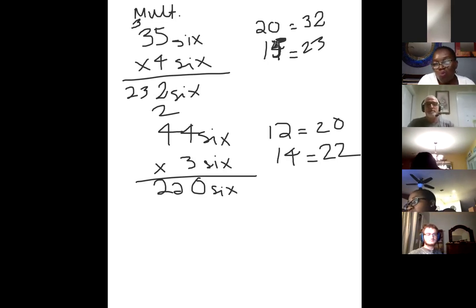Math is needed in everything, though. I mean, even just basic. It's just that the ones we're doing now, but yeah. Coming from a banker, okay.